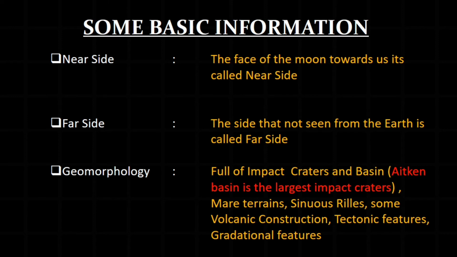Geomorphology: full of impact craters and basins. Aitken Basin is the largest impact crater. Bare terrains, sinuous rills, some volcanic constructions, tectonic features, gravitational features.